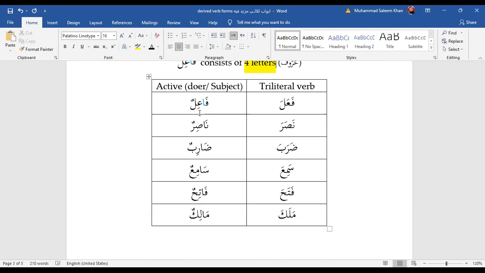For example, sa'ala, sa'ilun, the one who asks. So it's on the pattern of fa'ilun. So the pattern will be the same, the wazn will be the same. However, there will be slight changes in the way it is made. But the pattern will remain the same, which is fa'ilun. For example, sa'ilun, qa'ilun, right? So the pattern will be the same.